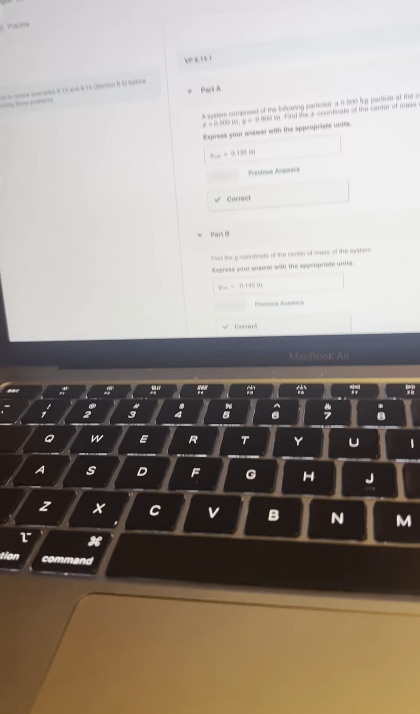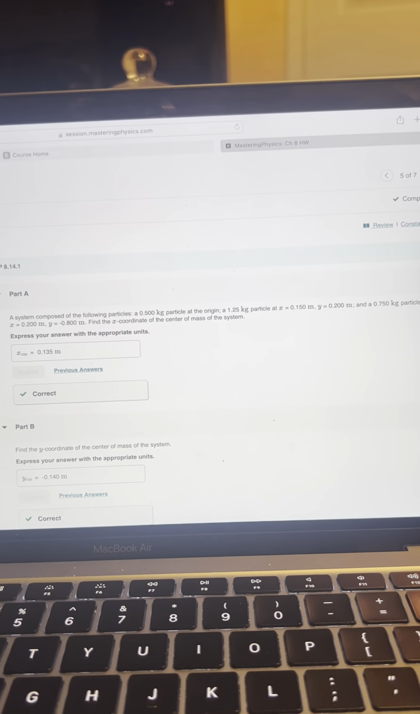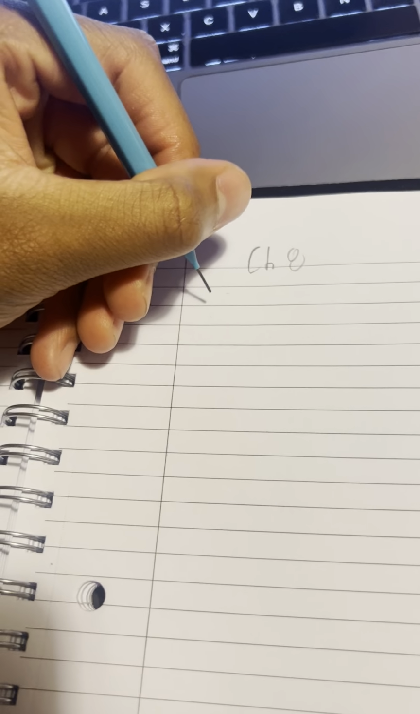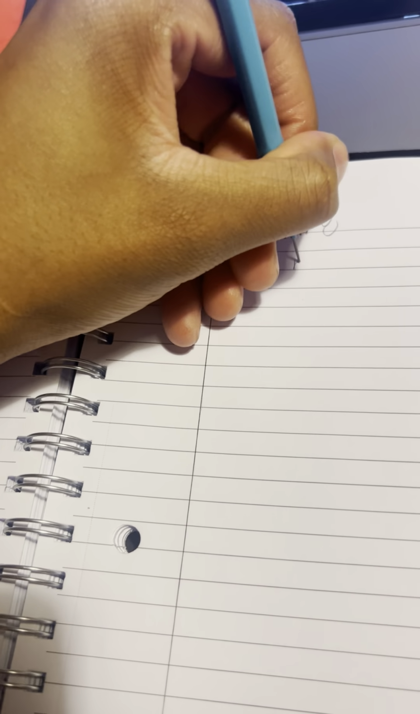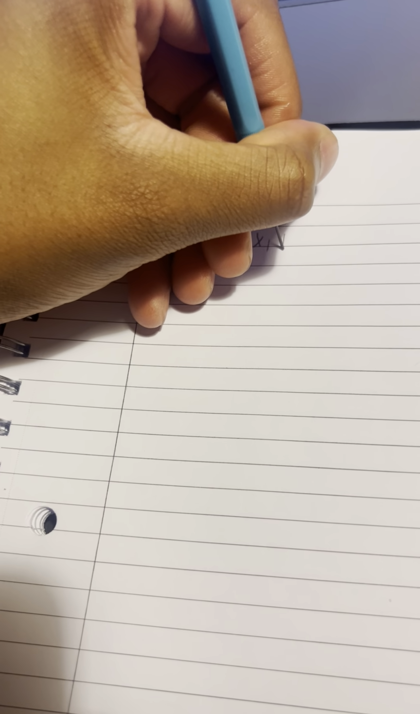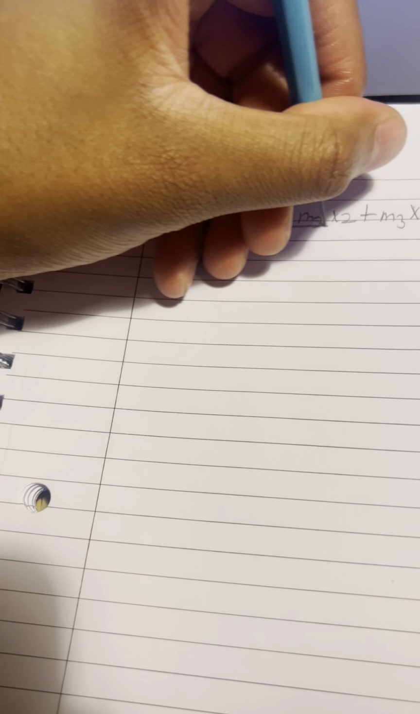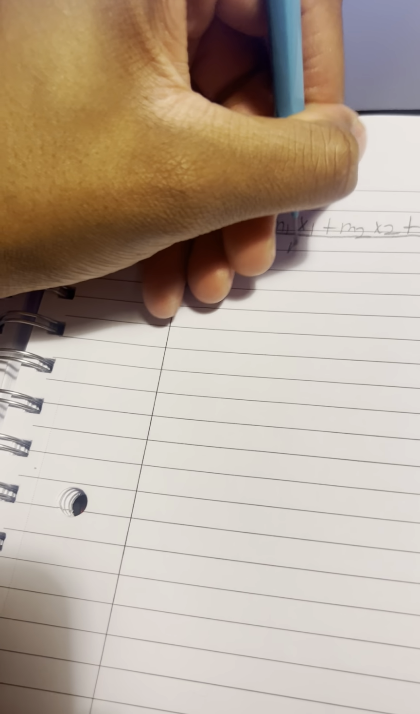So the formula I would have to use would be x cm equals m1 x1 plus m2 x2 plus m3 x3, and then the bottom will be m1 plus m2 plus m3. And then I'm going to plug in the numbers.